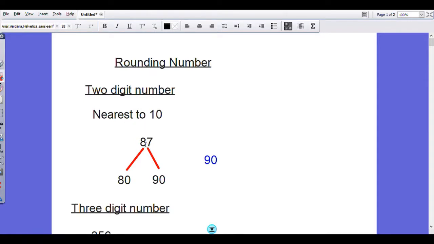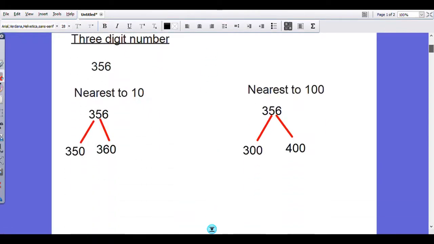So we take one example, the number 87. Now 87 is in between 80 and 90. If you round 87 to the nearest 10, it is much closer to 90. So rounding 87 to the nearest 10 is 90. Okay, understand student? Now, three-digit numbers.